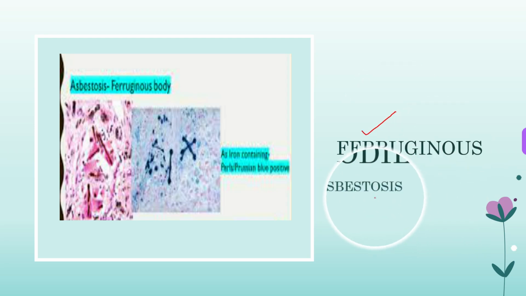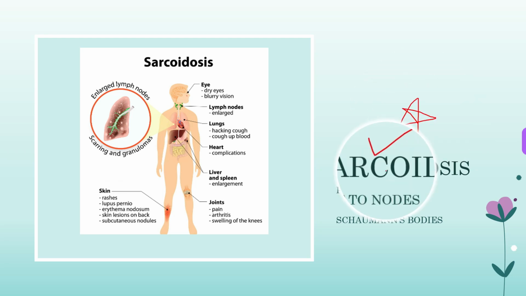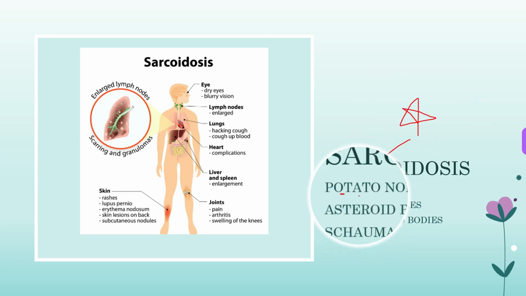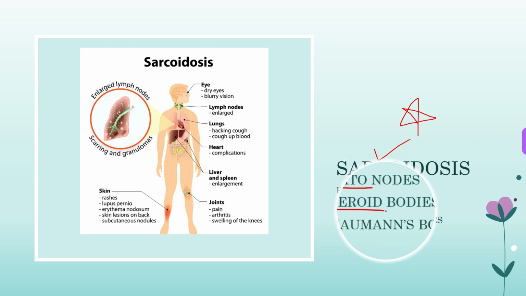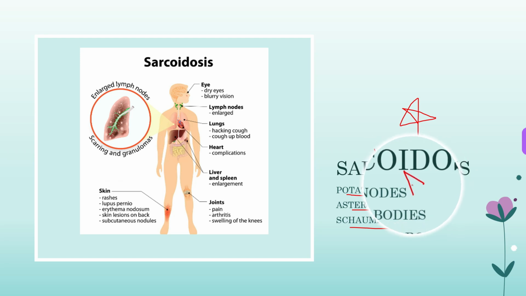Now next we have sarcoidosis. So sarcoidosis is characterized by the following features. First is potato nodes. This is very important. Potato nodes, asteroid bodies and Schaumann bodies. Very important. Again, I'm repeating: sarcoidosis is characterized by Schaumann bodies, potato nodes especially, and asteroid bodies.